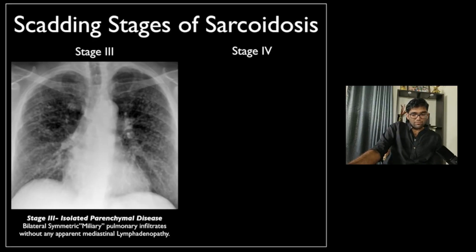Here we find bilateral, quote-unquote, miliary pulmonary infiltrates without any apparent mediastinal lymphadenopathy. Now this would naturally much more likely represent tuberculosis and would require you to rule out tuberculosis before thinking about sarcoidosis, especially in places like India.